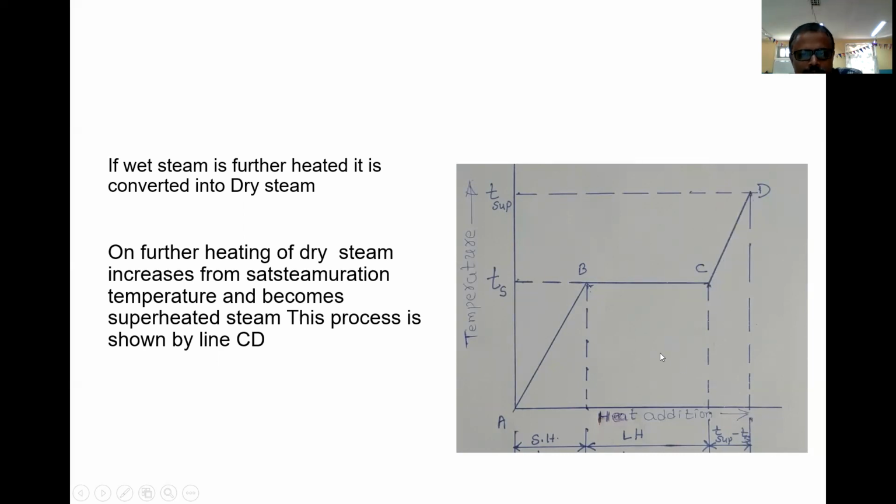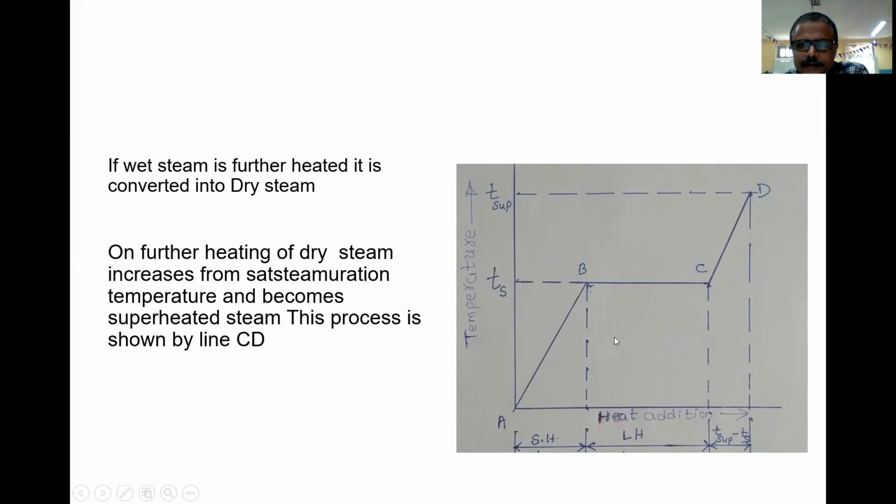So in this temperature versus enthalpy graph, point A represents water of 1 kg at 0 degree centigrade. Point B represents 1 kg of water at its boiling point. Still you have got water only at point B. So this particular zone is the liquid line.